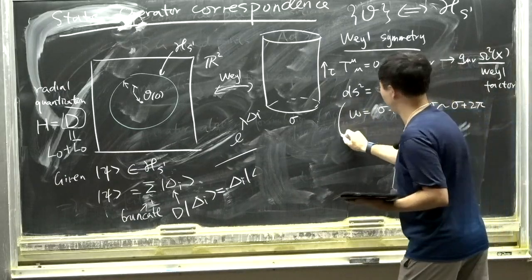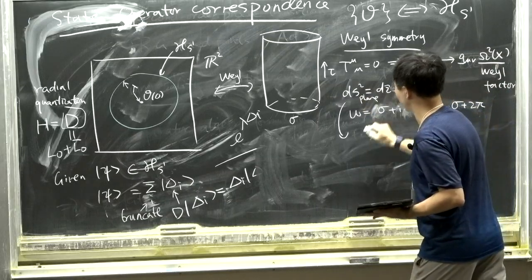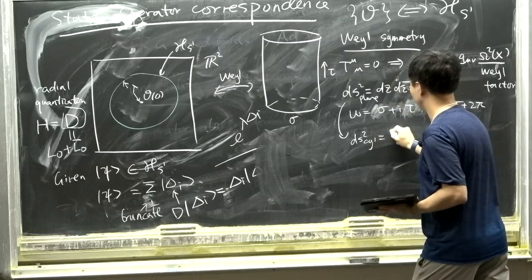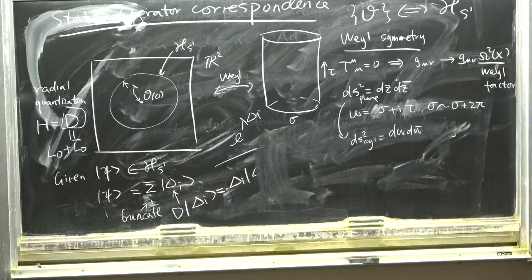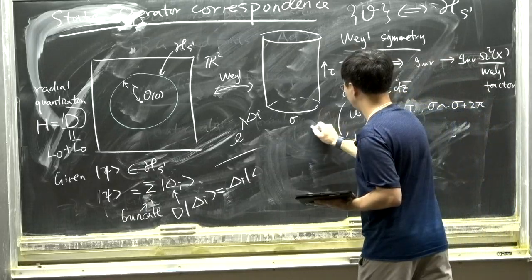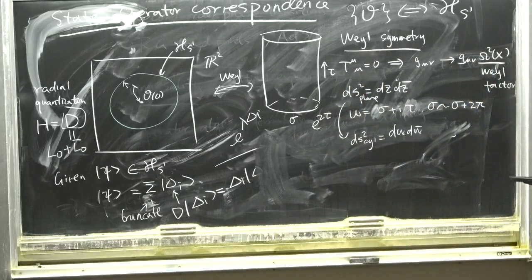And then this is related to the metric. So this is the metric on the plane. It's related to the metric on the cylinder, which is simply dw dw bar, okay? Because it's another flat metric, just with the identification. They're related by a Weyl factor. The Weyl factor is nothing but e to the 2 tau. That's the corresponding omega squared over here.